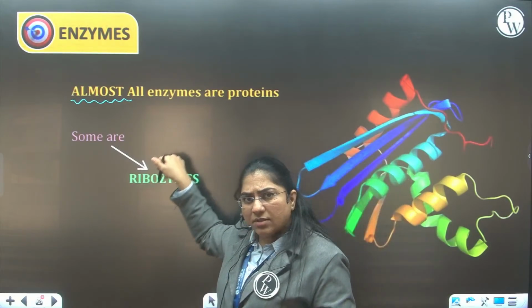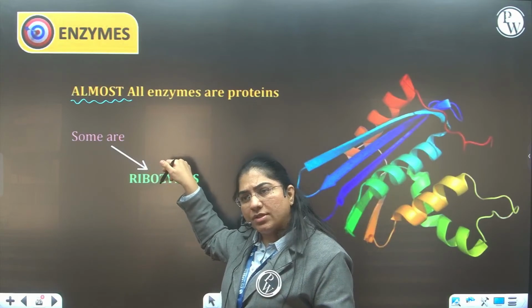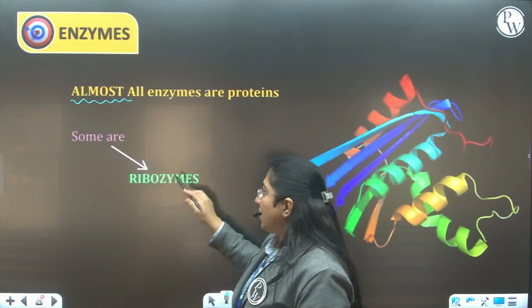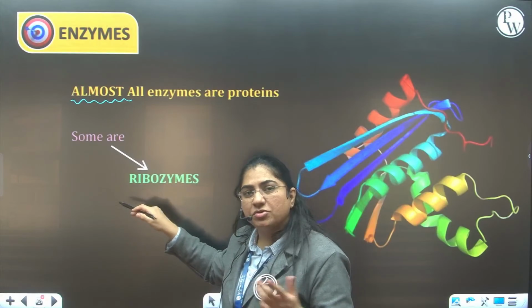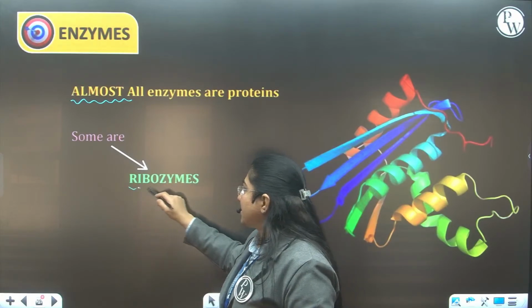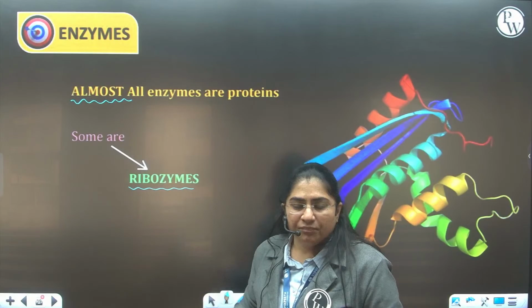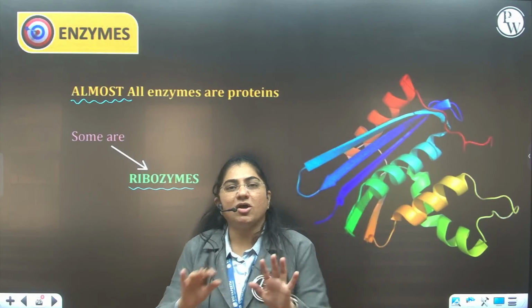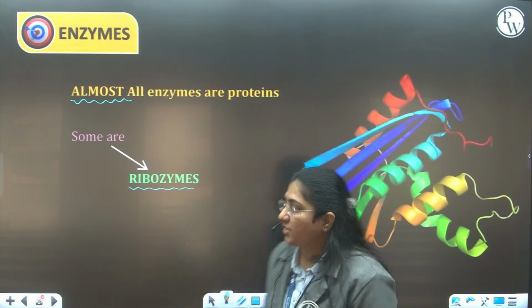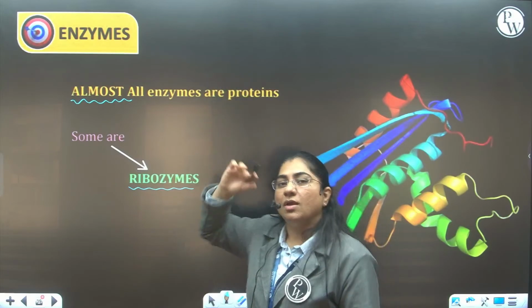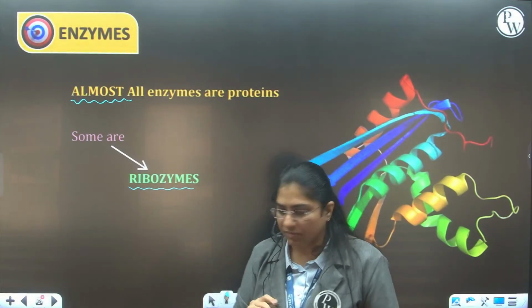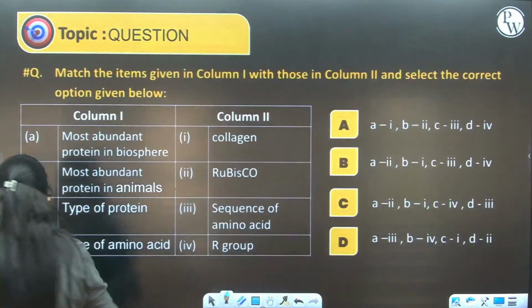Then what are the other components that will work as enzymes? There are certain nucleic acids which will work as enzymes. Example is ribozymes. But in this chapter, we are not going to talk about ribozymes. My dear children, we are going to be discussing proteinaceous enzymes. Okay? So let's understand the enzymes.